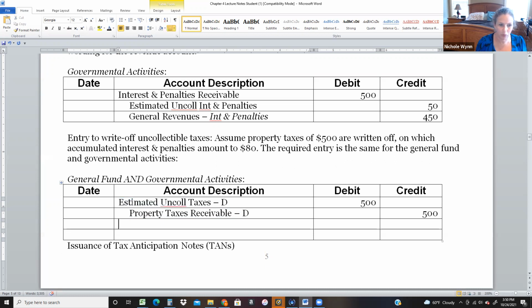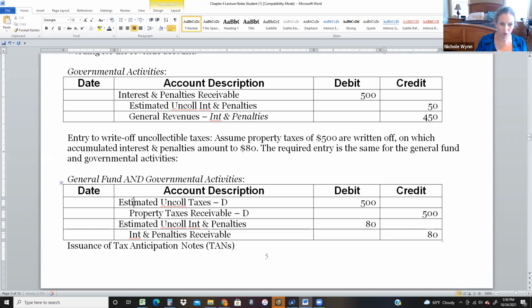And then we're also going to write off some interest and penalties. So the interest and penalties, oh, wow, we only planned on $50 of interest and penalties needing to be written off, and we're going to have to write off 80 of them. It's okay though. So we're going to debit estimated uncollectible interest and penalties, and credit interest and penalties receivable. Okay, so same idea for 80 and 80.